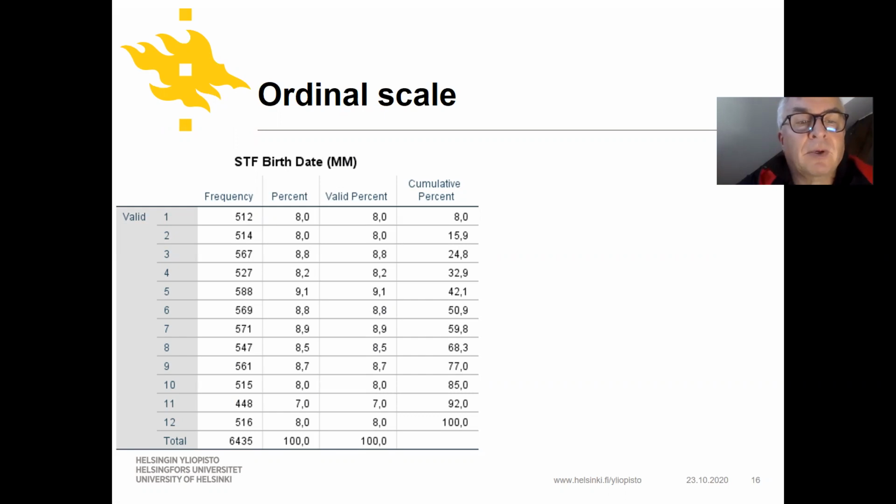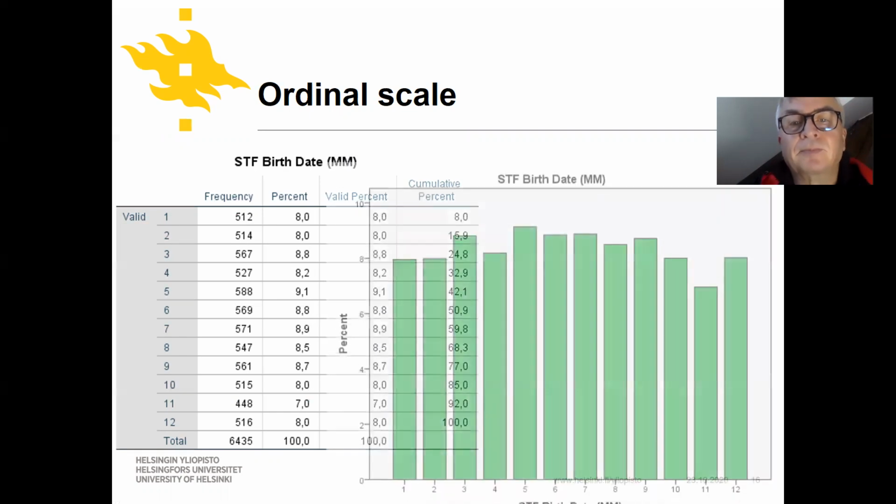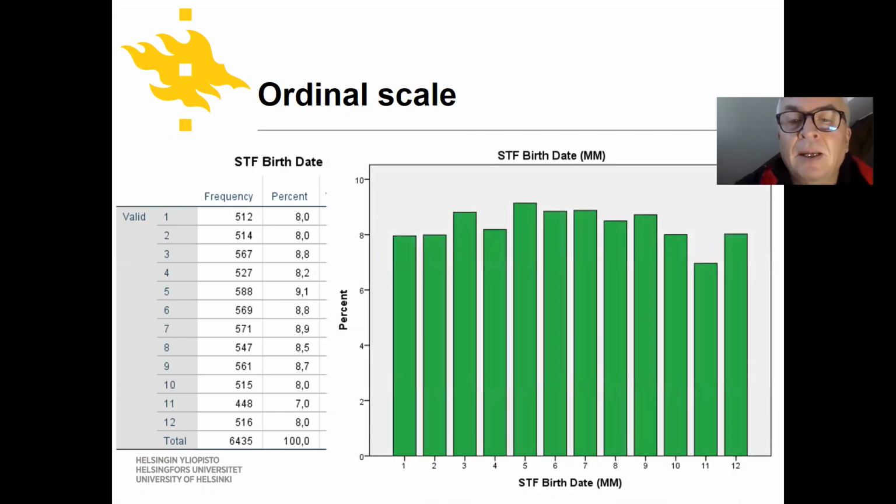So here we would have 12 months and how many people are born in January, February, March, and so on, out of a certain group that is studied. And then we change it into percentages. And you can also already see that something is happening here in the middle. They are slightly higher. So not all months are equal. And you can see it even better here.